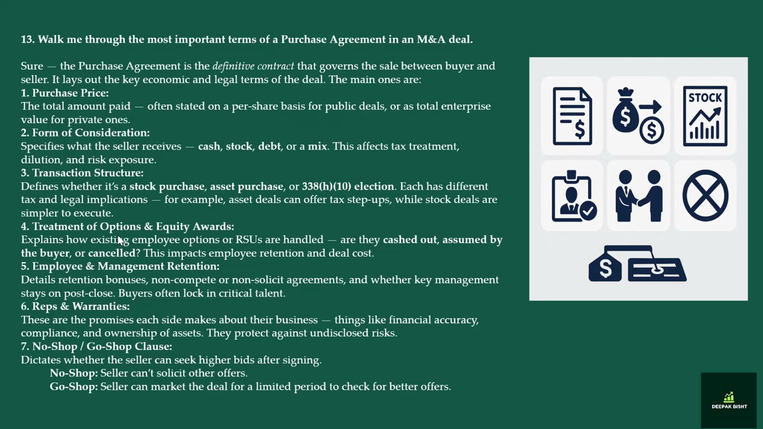So if I summarize it, purchase price means how much is being paid. Form of consideration means in what form the payment would be made: cash, stock, or debt, or a mix. Transaction structure means what exactly is being purchased and how it is taxed. Treatment of options and equity awards means what happens to the employee equity awards. Employee retention means how key employees and management will be handled.